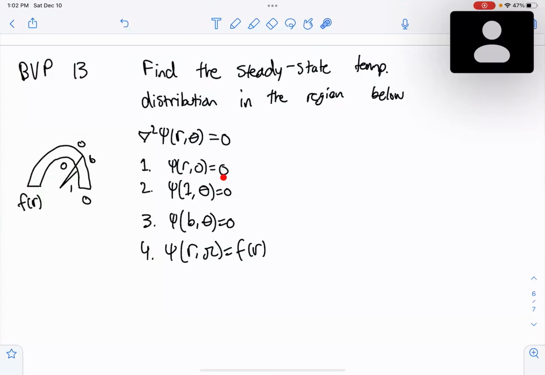Phi of r, 0 is 0, as we see here. This side is fixed at 0. Phi of 1, theta is equal to 0. So throughout the inner radius here, temperature is held at 0. Same on the outer radius. Phi of b, theta is 0. So outer radius always 0. And then at the left side here, we have phi of r, pi is equal to f of r. So it's just some function of r for this side of the annular region.